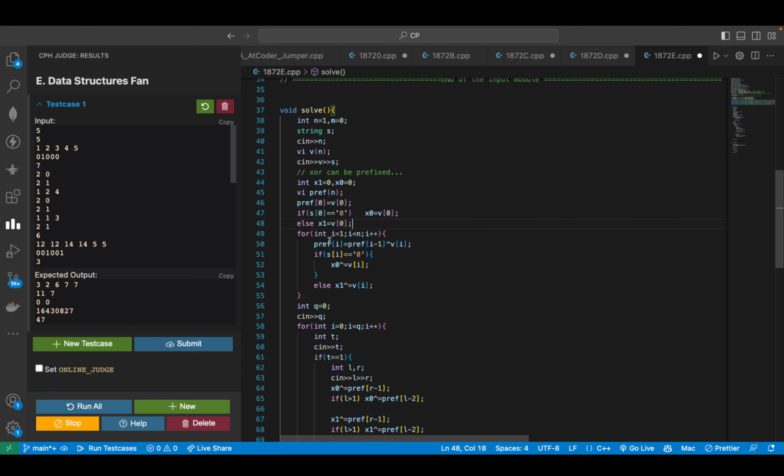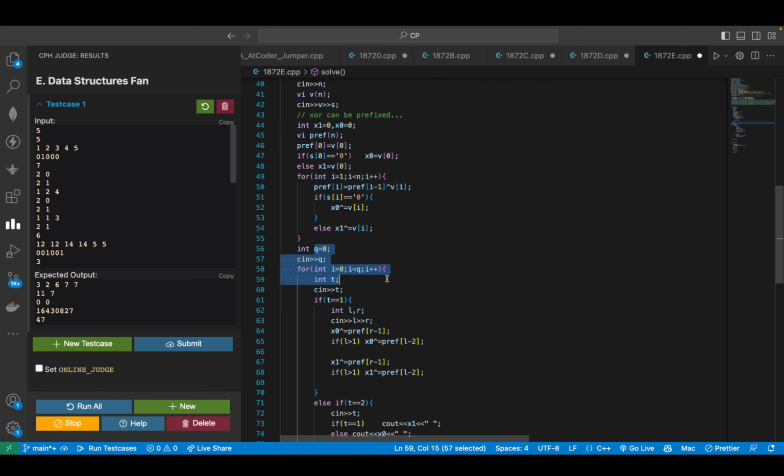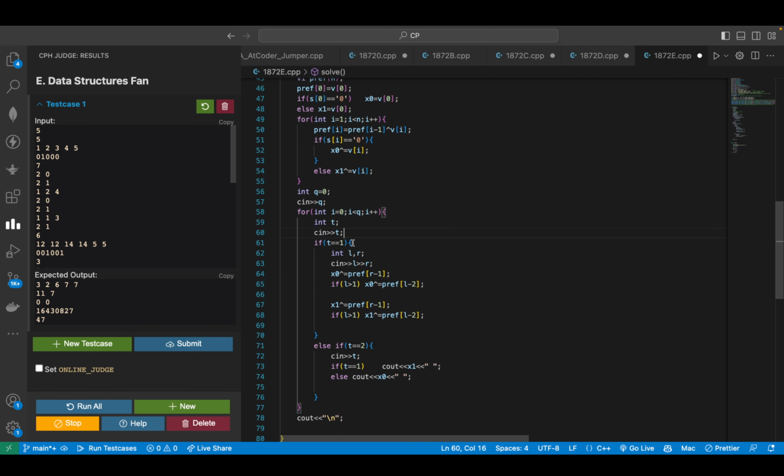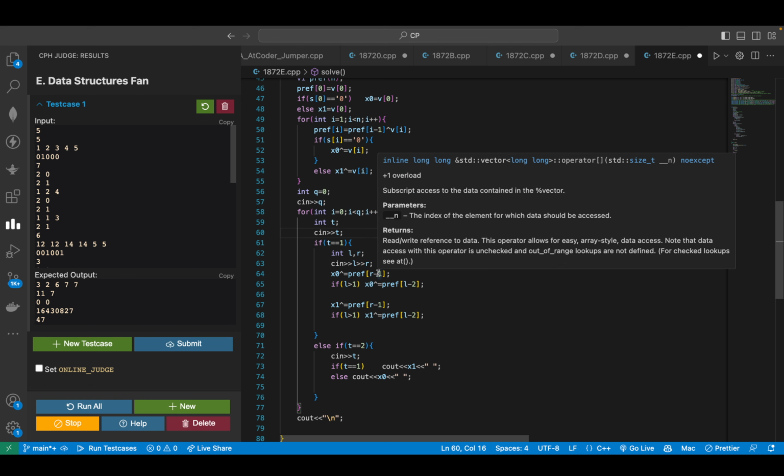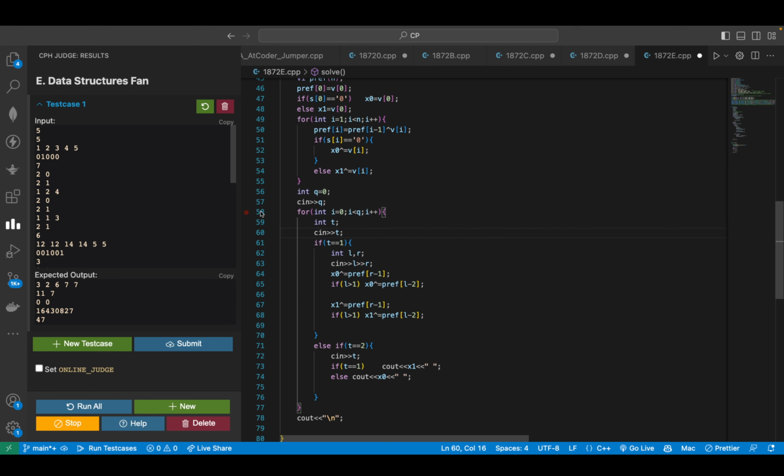Right. After that, I calculated the prefix XOR. That's also not something that is too tough. Over here, I'm just checking that if my bit is a 0, then let's XOR this value to x0. Else let's XOR this value to x1. Right. Then for all the queries, initially I'm checking what type of operation it is. If it's of type 1, then take L and R, that are the limits. Now over here I am taking R minus 1 and L minus 2, but in the problem I said that we'll be taking R and L minus 1.